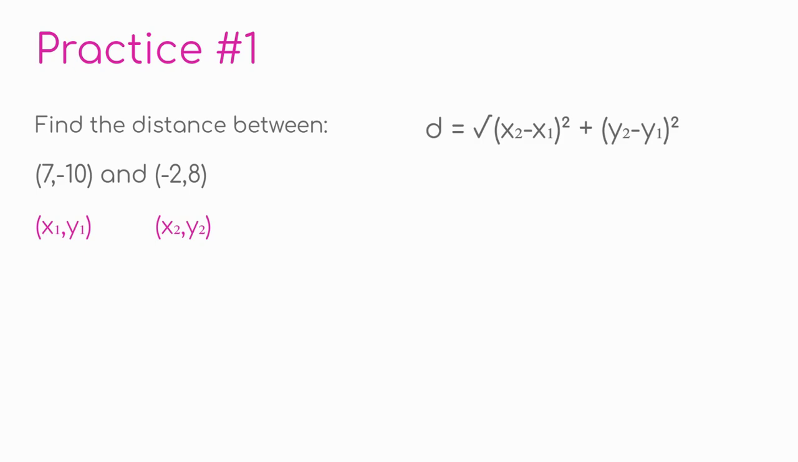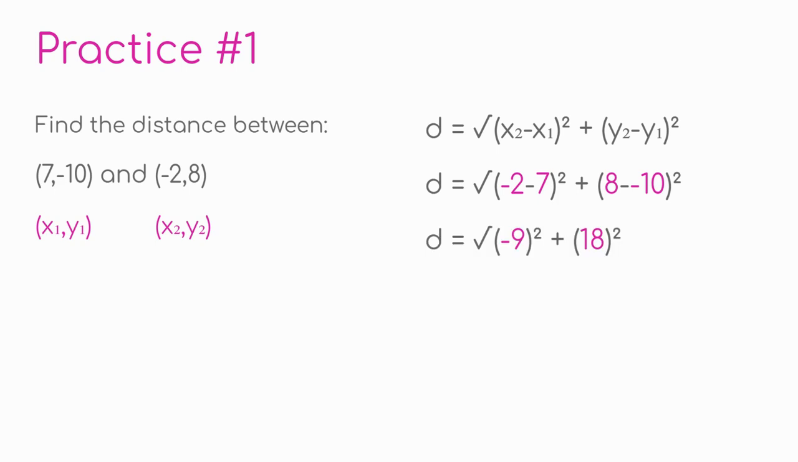Then I'm going to write down my formula. D equals the square root of (x2 minus x1) squared plus (y2 minus y1) squared. Then I'm going to plug everything in. So x2 is negative 2, x1 is 7, y2 is 8, and y1 is negative 10. Now you want to make sure that you're using your calculator. Be really careful when you have negatives. So negative 2 minus 7 is going to be negative 9. And then 8 minus negative 10, remember minus a negative turns into a plus, so it's 8 plus 10, which is 18. So I have distance equals the square root of negative 9 squared plus 18 squared.